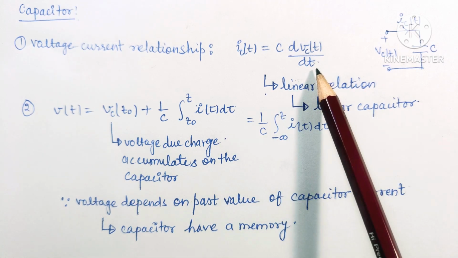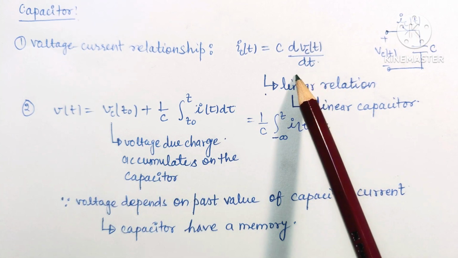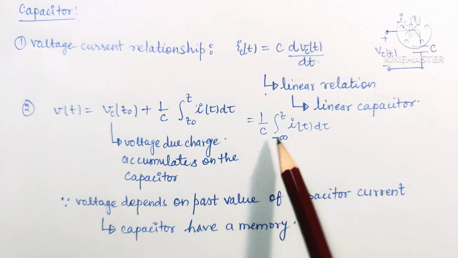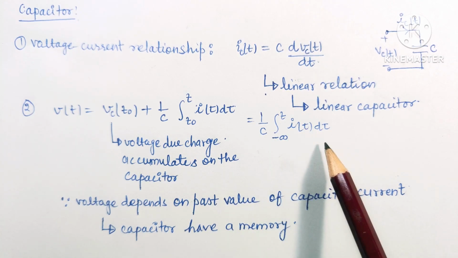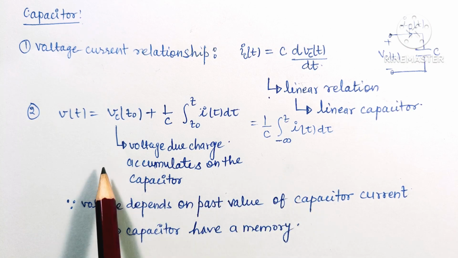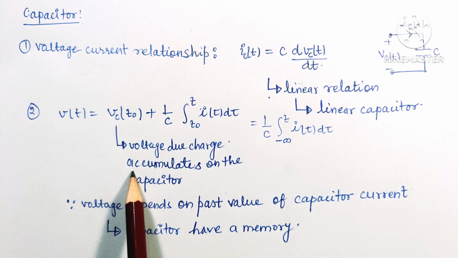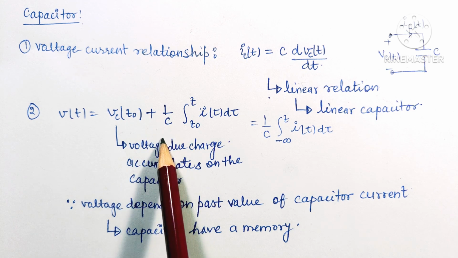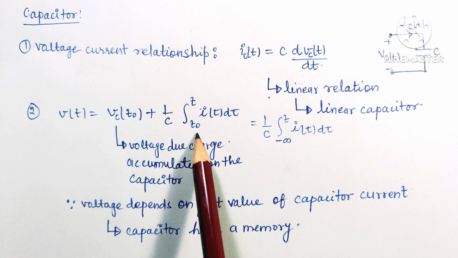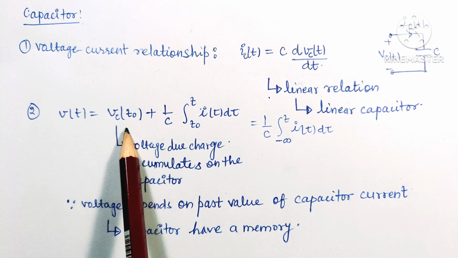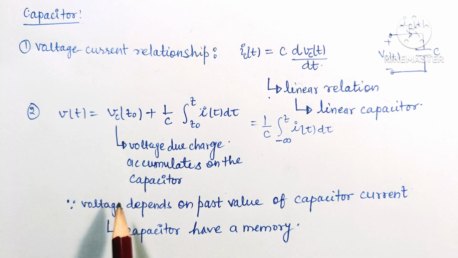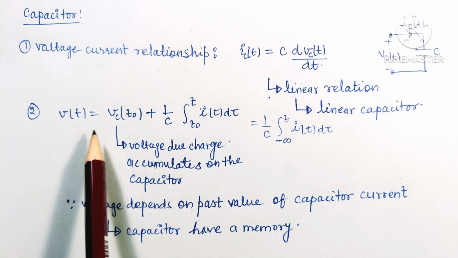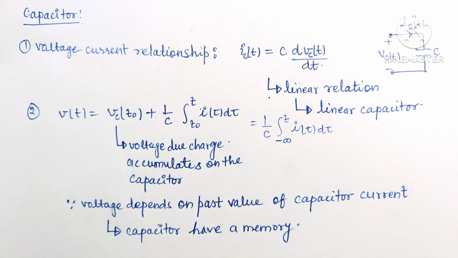If we write the voltage of the capacitor from this equation, V_C(t) equals 1 by C integration from minus infinity to t of i(tau) d tau. This integration can be broken into two parts, where V_C(t0) is the voltage due to charge accumulated in the capacitor from minus infinity to t0, plus 1 by C times the integration of current from t0 to t. Here we can see that this voltage is due to charge accumulated from minus infinity to t0, so its voltage depends on the past values. So we can say that the capacitor is a memory element.